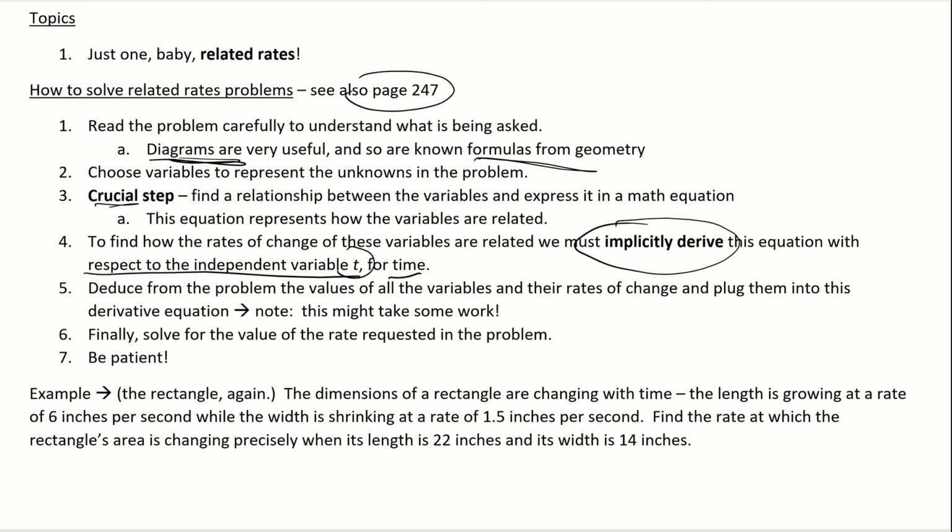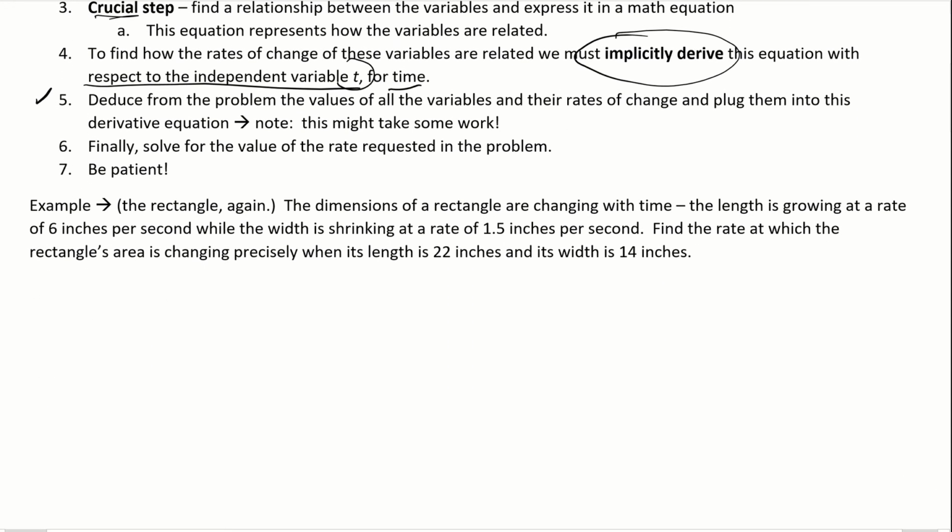From that, you have to deduce in step 5 the value of all the unknown variables at that moment in time where I'm supposed to find the rate at which this particular variable is changing. This sometimes can take some time, not tonight, not on this lecture. But if you've already done step 3, you have the relationship, and you can figure it out. Finally, you plug the numbers in, solve for your answer, and of course tell yourself, let's be patient. All right, so here's our problem.